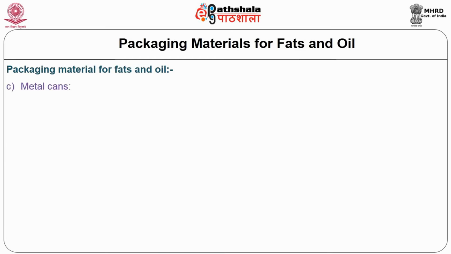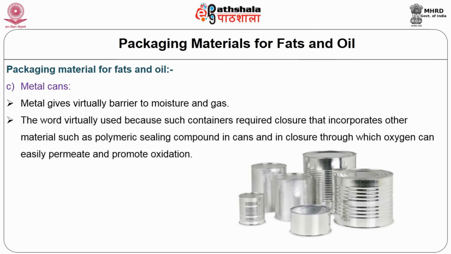Next type is metal can. Metal gives virtually a barrier to moisture and gas, and the word virtually is used because such containers require closures that incorporate other material such as polymeric sealing compound in cans and enclosure through which oxygen can easily permeate and promote oxidation.